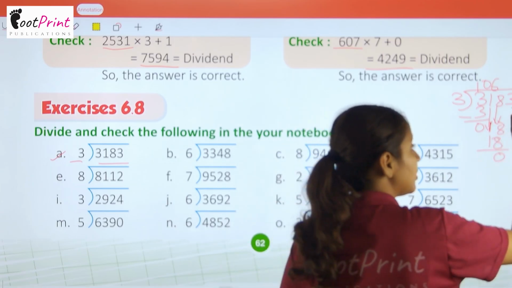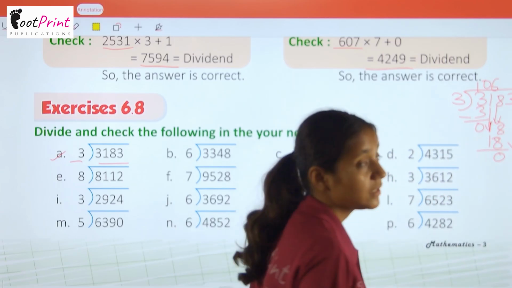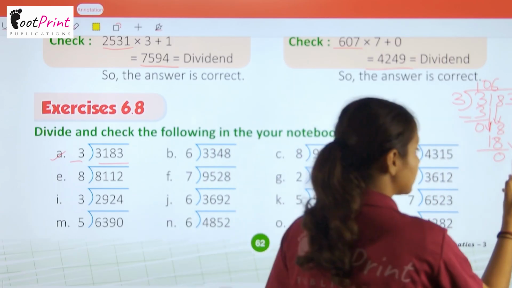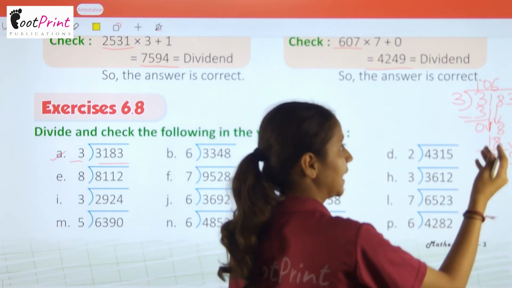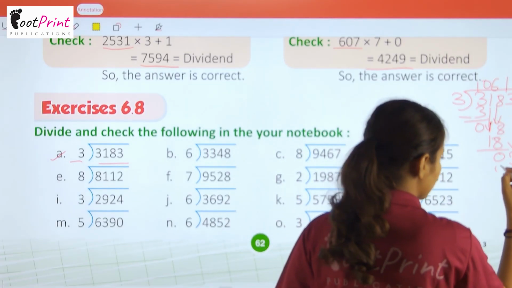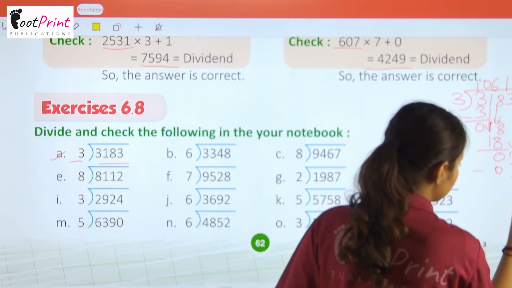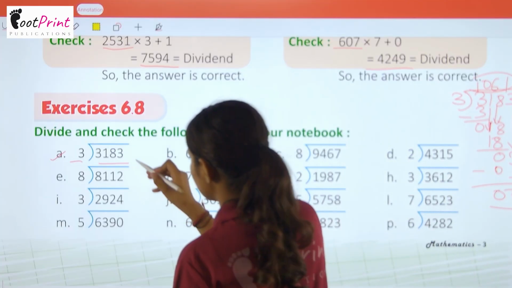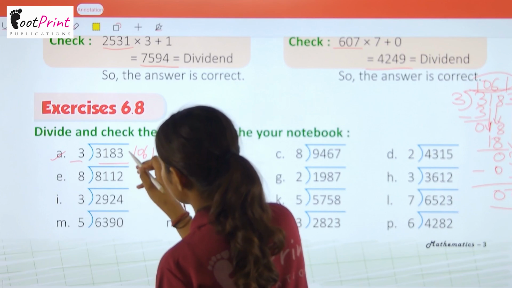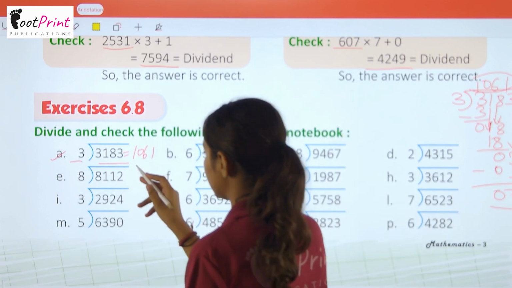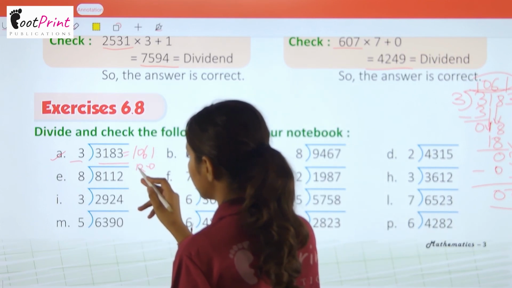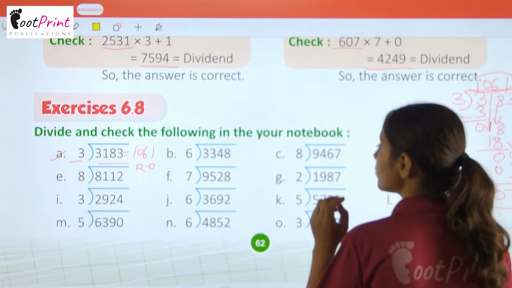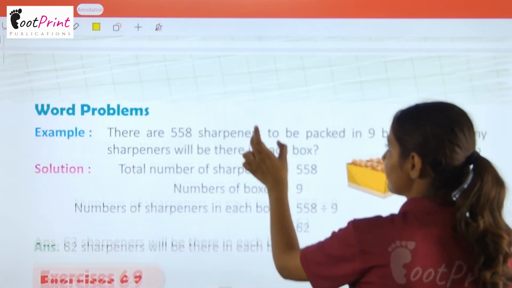Now we will bring this fourth digit here. That was 3. Now 3 comes in the table of 3. Yes, it does come at the ones place. So 3 minus 3 is 0. So as a quotient we are getting 1061 and a remainder 0. Okay. Similarly, the rest of the part of this exercise you have to do by yourself.